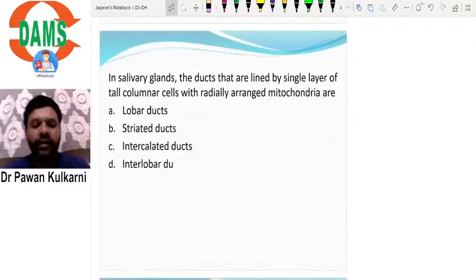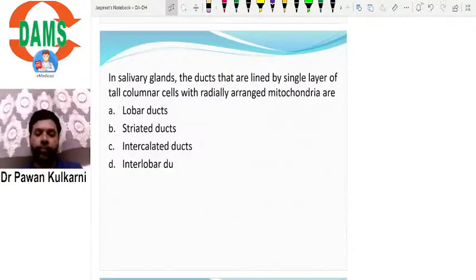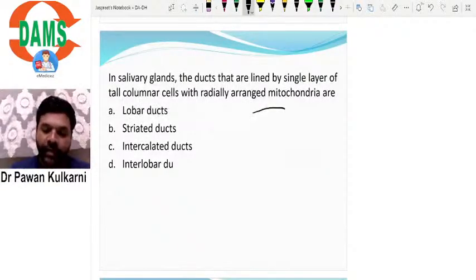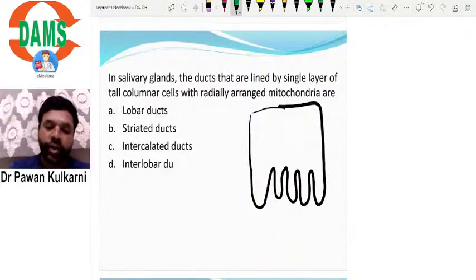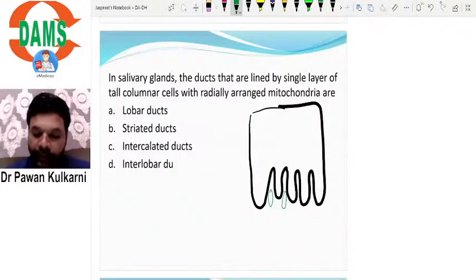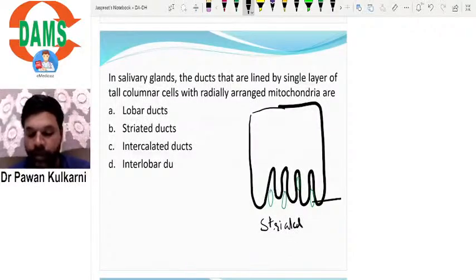In salivary glands, the ducts that are lined by single layer of tall columnar cells with radially arranged mitochondria. So in other way, they are asking which is a duct which has got mitochondria. We know that there is a duct called as a striated duct, where its surface will be striated like this, and in between the striations you will see mitochondria here. So this is a striated duct, and this striated duct will have these mitochondria.